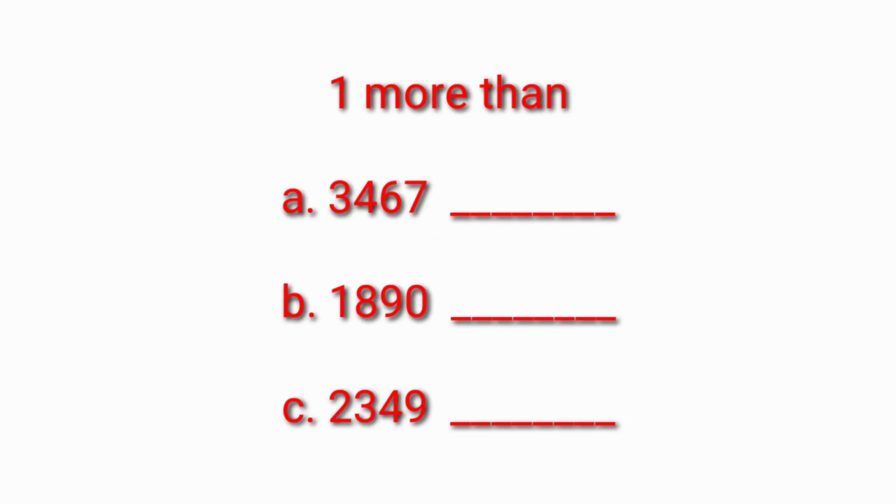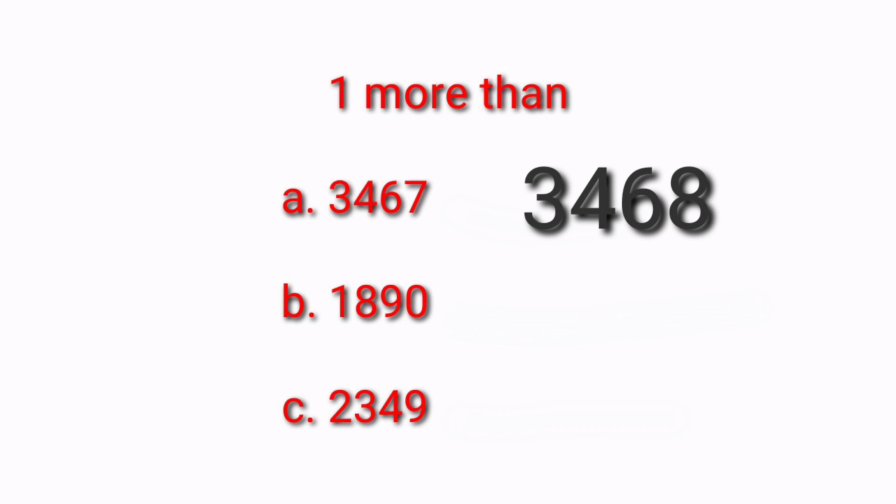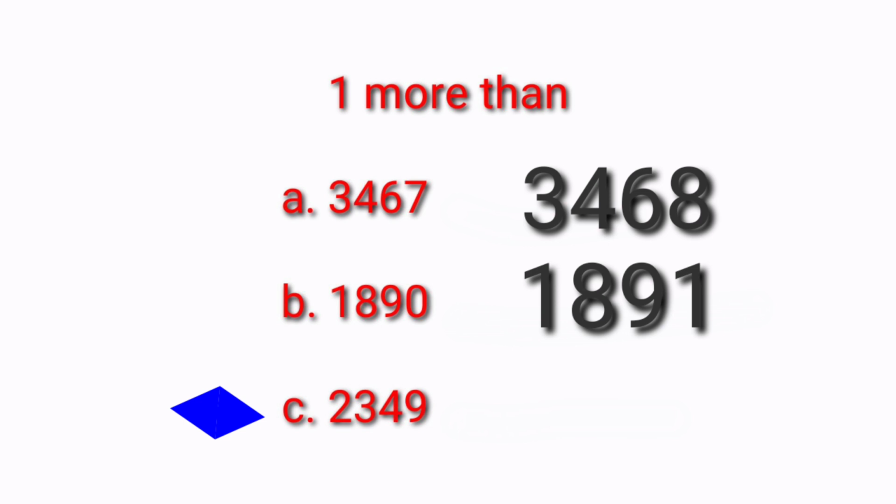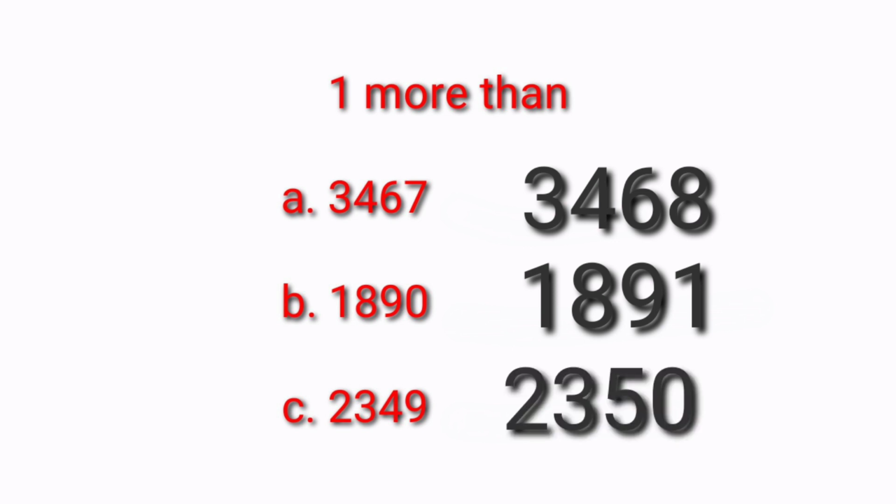Next, more than a number. Here, one more than. Actually, what we have to find out here? Yes, successor. 3467 plus 1 equal to 3468. Then the second one 1890 plus 1 equal to 1891. Look this example. We can read it as 2350 is the successor of 2349.